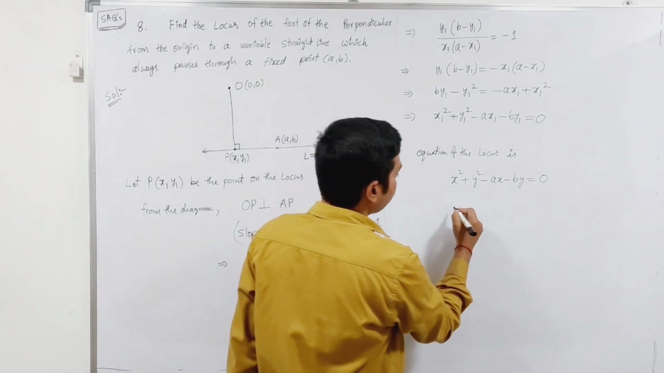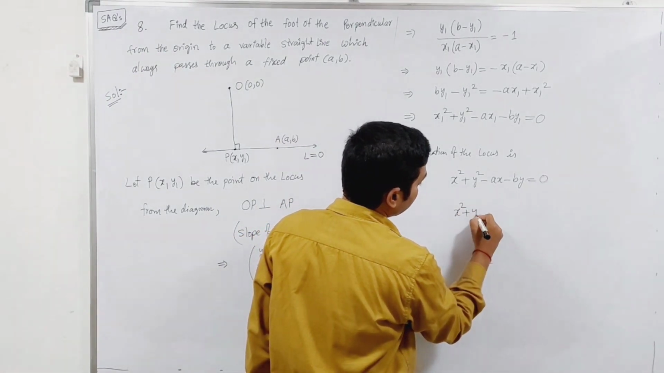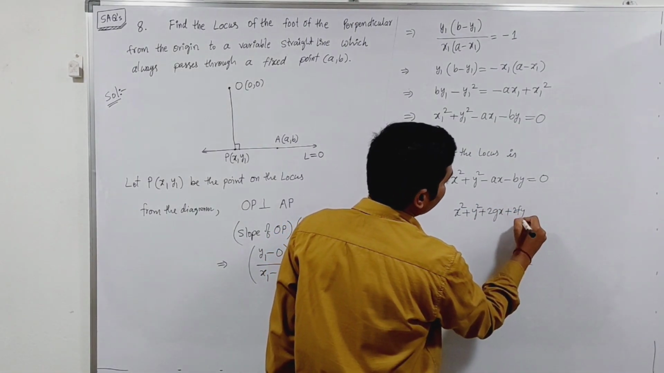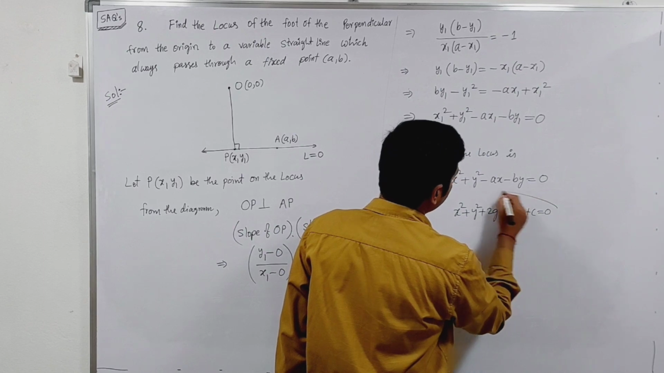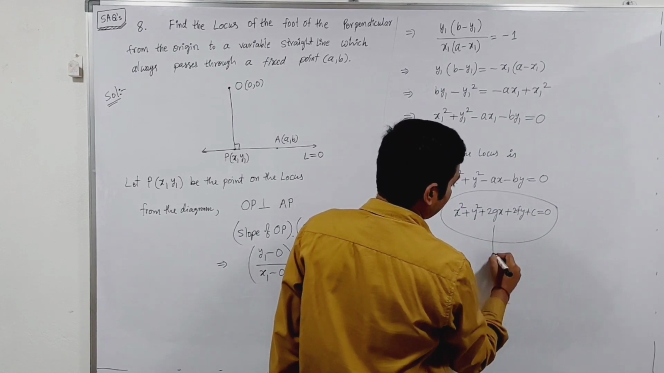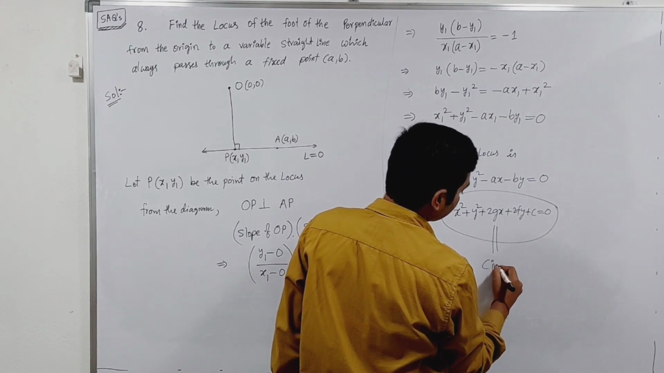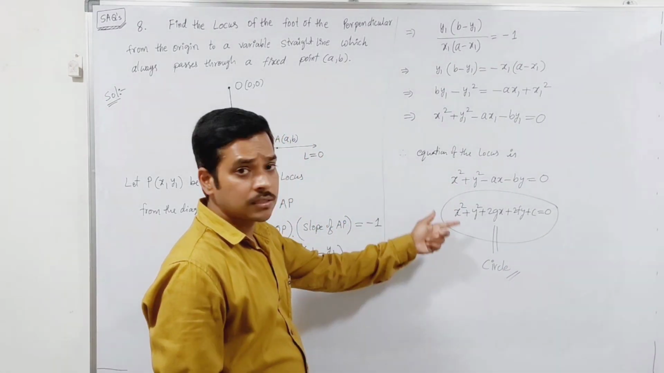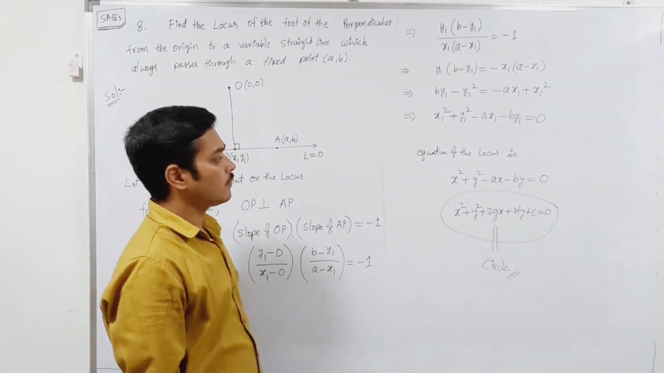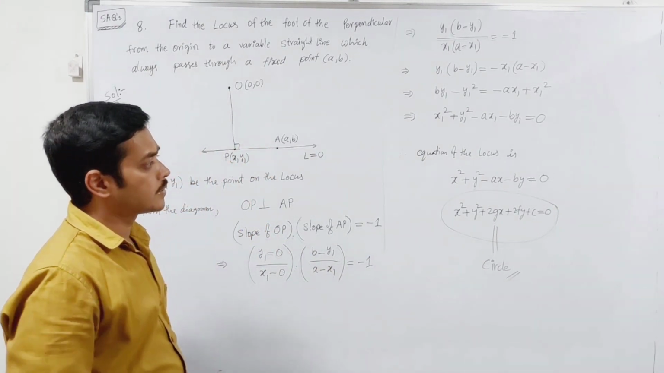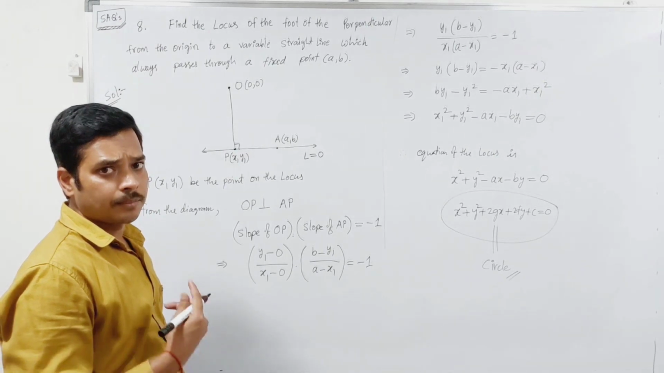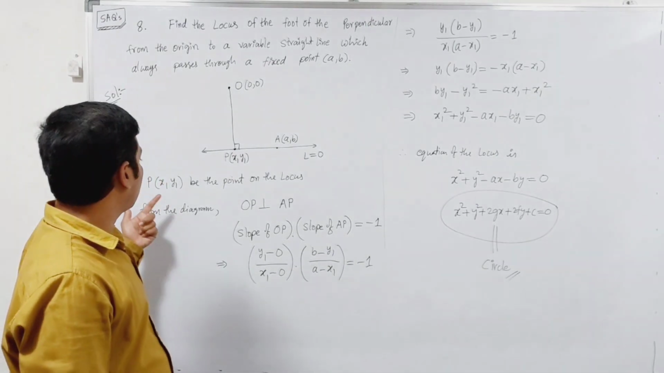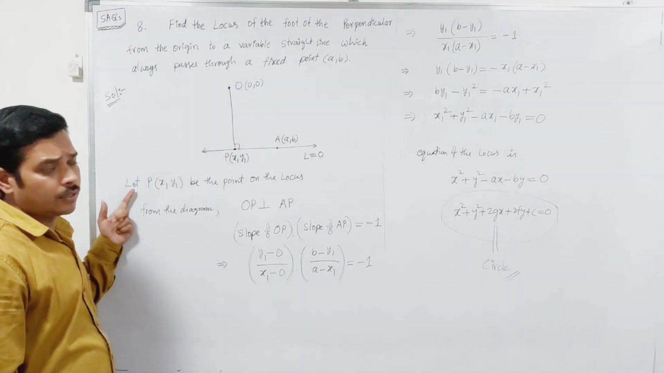It is in the form of x square plus y square plus 2gx plus 2fy plus c equal to 0. So this represents a circle. This equation, x square plus y square minus ax minus by equal to 0, represents a circle. So what is the locus of this point? Locus of P is a circle. Okay.